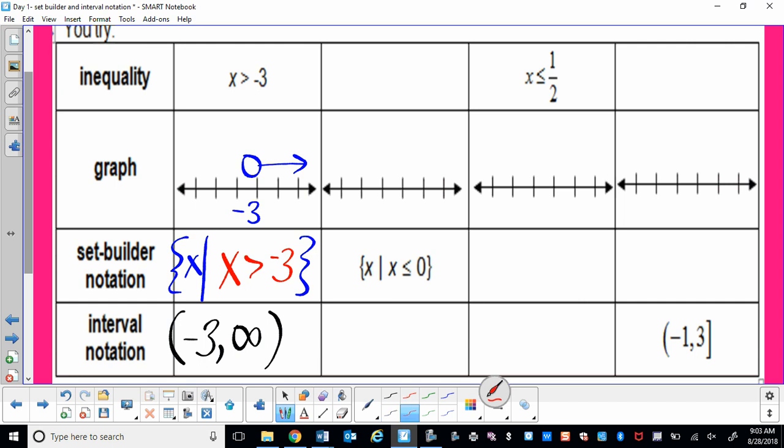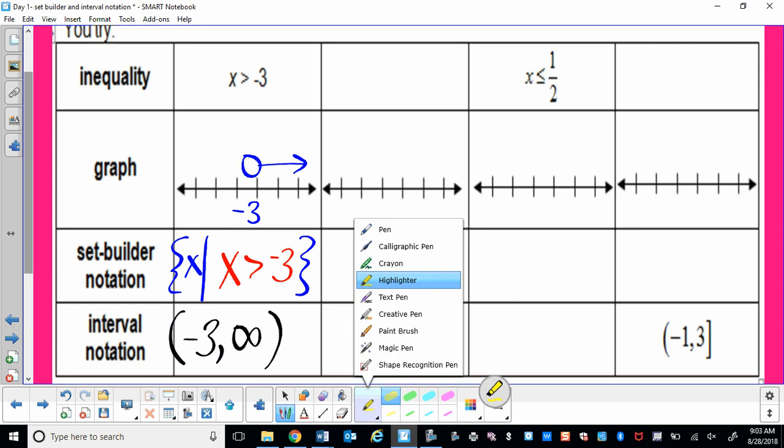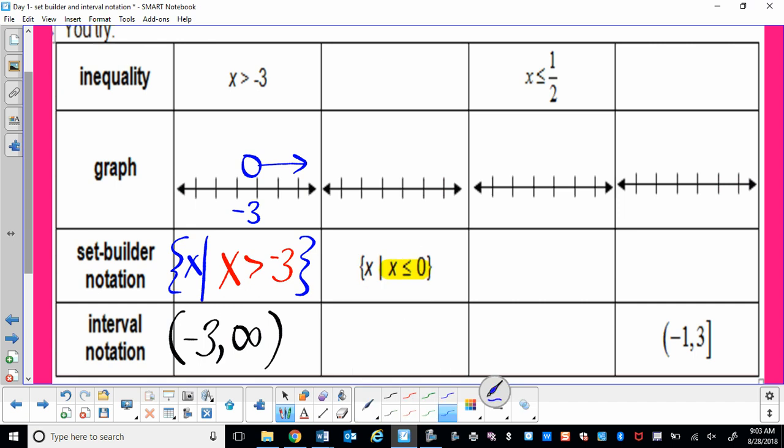Number 2, they kind of gave us a different blank. So I have, they gave me x is less than or equal to 0. I'm going to put that same little piece where? At the very top, that's my inequality. X is less than or equal to 0. We just copied it.